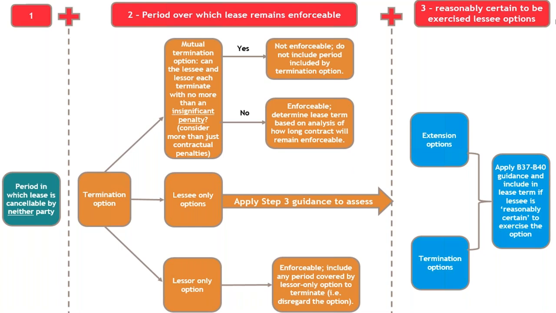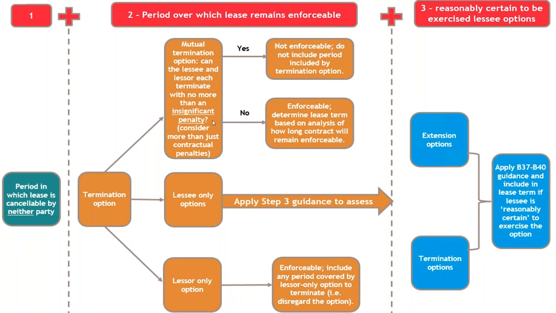So if you look at your termination options, it could be that there are mutual termination options. So we could say that the lessee and the lessor each can terminate with no more than an insignificant penalty. And remember, when we look at that insignificant penalty, IFRIC has just said you don't just look at the penalties and the payments stipulated in the contract. You look at penalties in a broader economic concept.